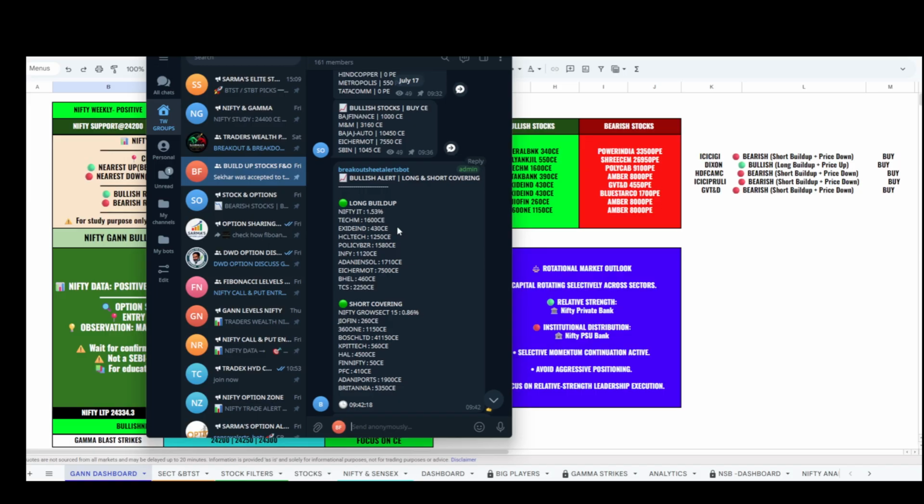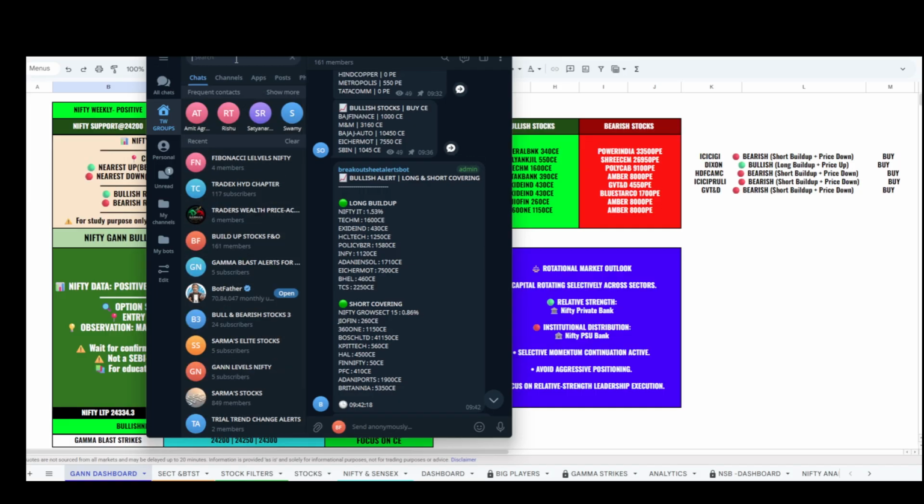And we have a Nifty IT. Which sector is bullish? Nifty IT sector was bullish. So here you can see. One second.